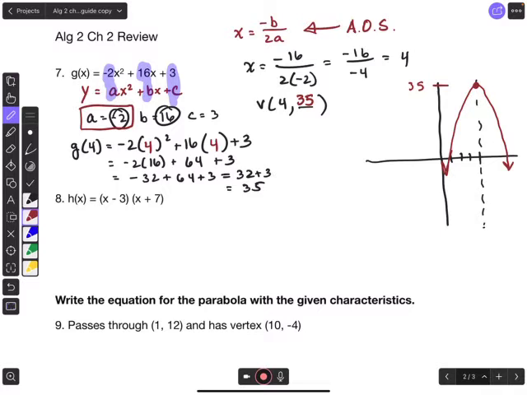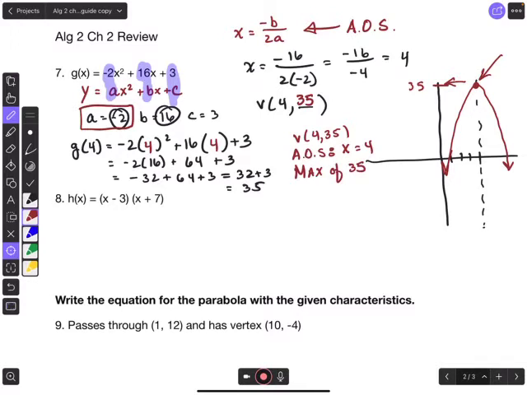Okay, let's label some things we know. Vertex, 4, 35. Axis of symmetry. We already found that at the very beginning. That's, oops, I need to be particular about this, x equals 4. Max or min, this has a maximum value, a highest point. How high does it go? It goes all the way to 35. So max of 35.